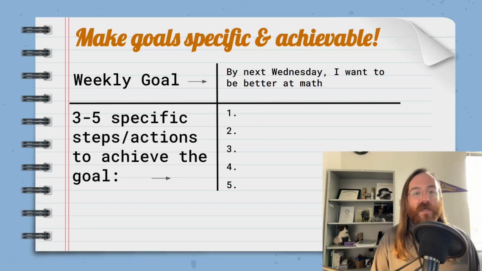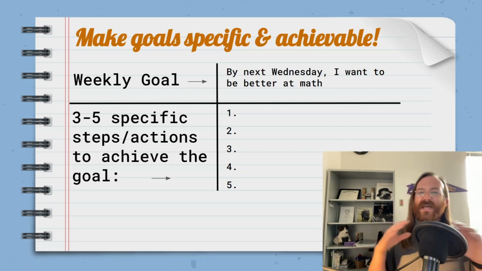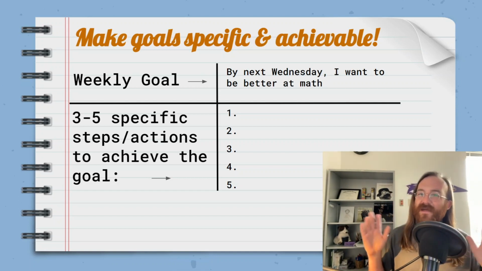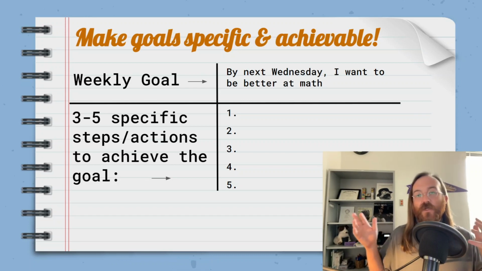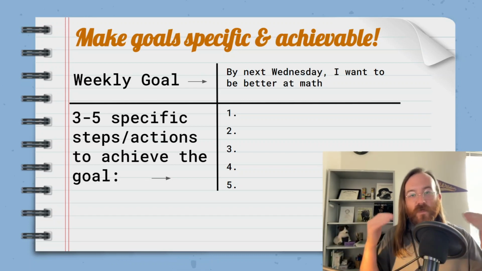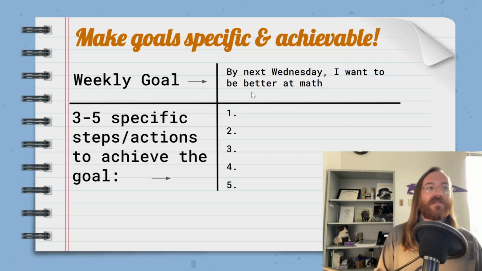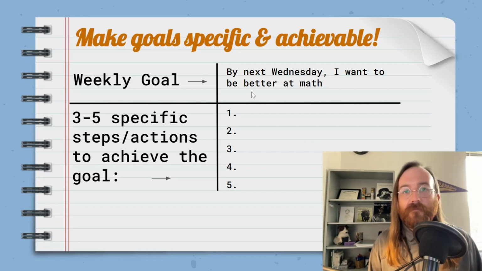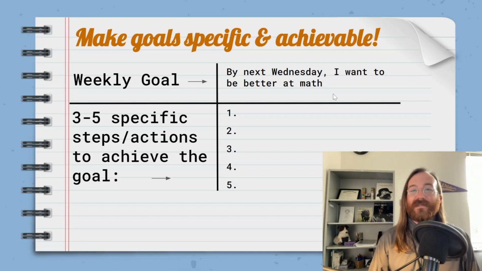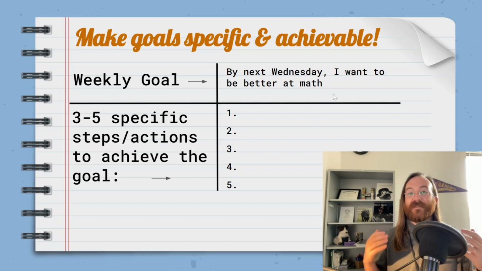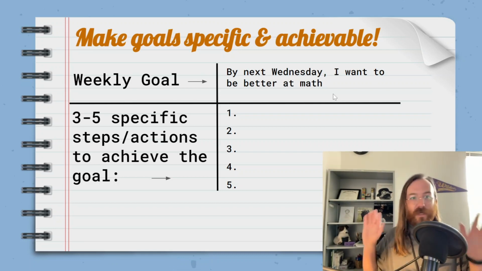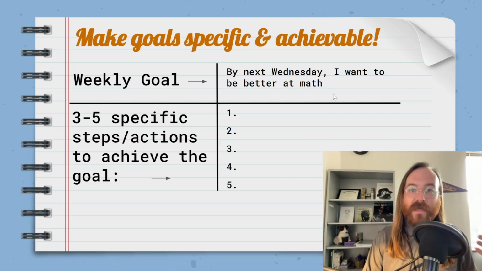I want to show you an example of a weekly goal that is kind of broad and general and may not be super achievable, and I'm going to show you how to make it more specific to where you can actually get it done. So in my example, my vague, non-specific goal is by next Wednesday, I want to be better at math. The problem with this goal is that it's not very easily measurable. You can't tell after a week whether you just got better at math. We want to make that more specific.